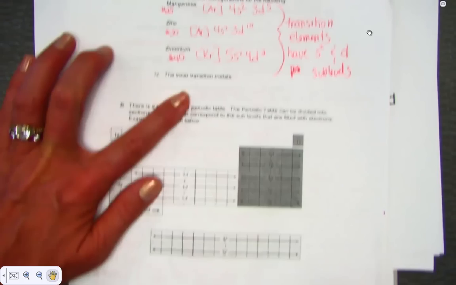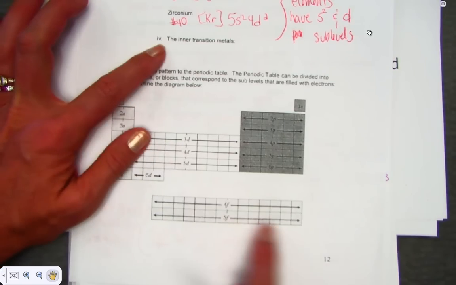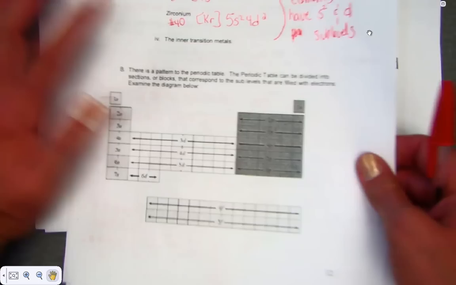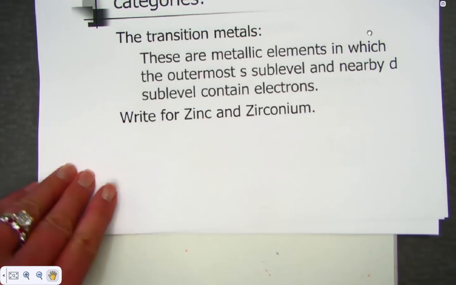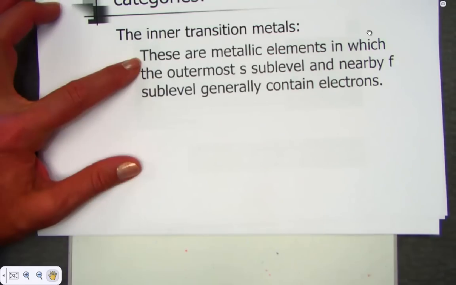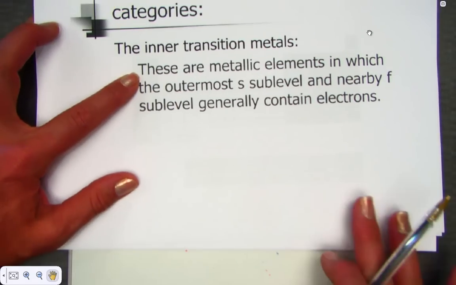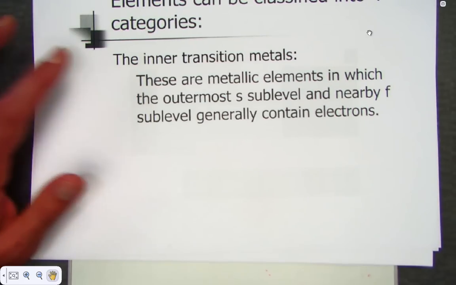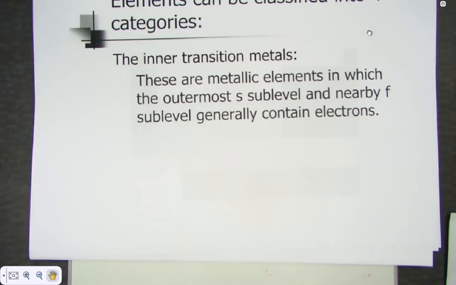That leaves us with one more category, the 4th category, the inner transition metals, which are located in the bottom 2 rows, those rare earth metals, or the lanthanide and actinide series. These are metallic elements in which the outermost S and nearby F sublevels generally contain electrons.